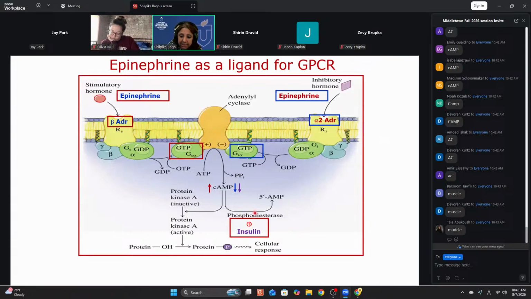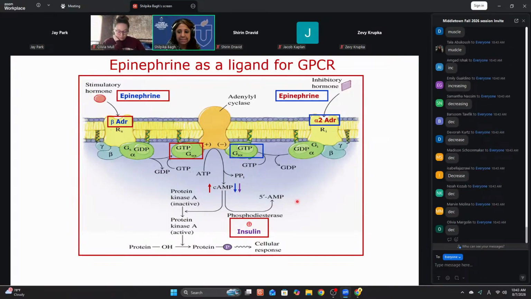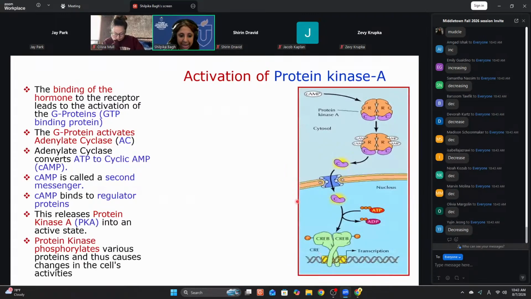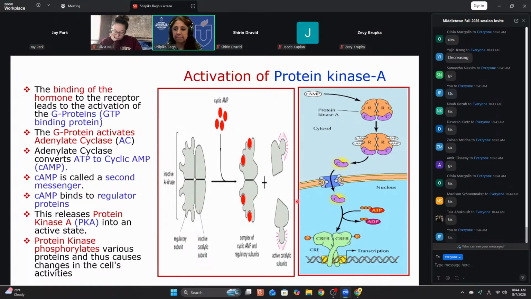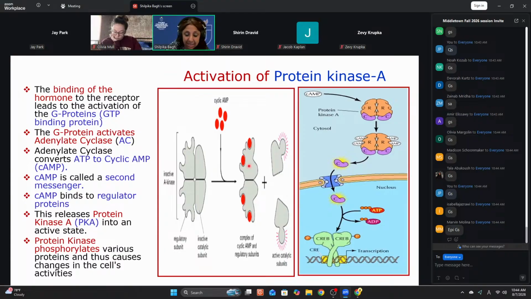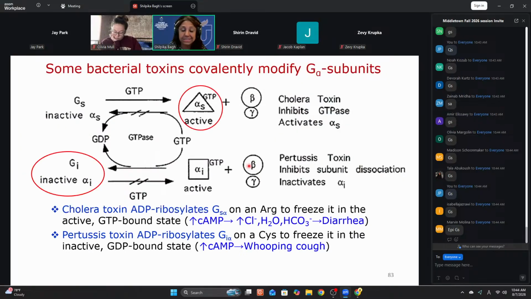Does insulin act by increasing or decreasing cyclic AMP? Insulin acts by decreasing cyclic AMP. Please know that. PKA is an allosteric enzyme. Who activates PKA, epinephrine beta GS or GI? Who activates protein kinase A? Epinephrine GS. It's an allosteric enzyme. Cyclic AMP is its positive allosteric effector.